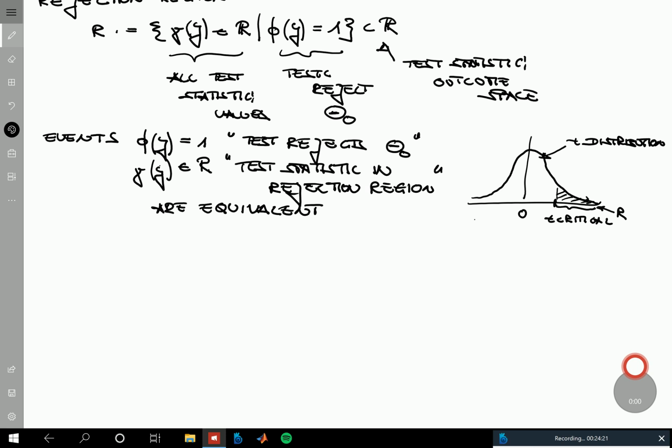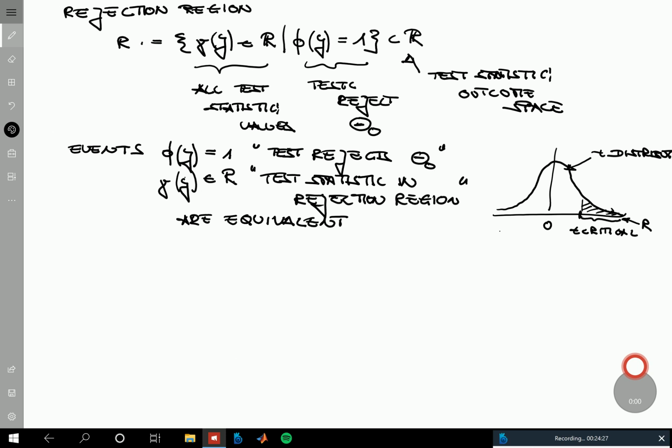Yeah, I think that's briefly the review of what we did last time. And the next thing would be test error probabilities. Do you have questions about what we've now just seen?